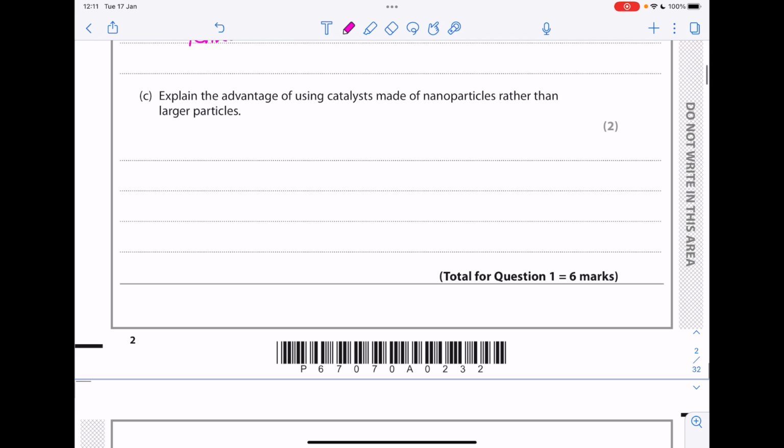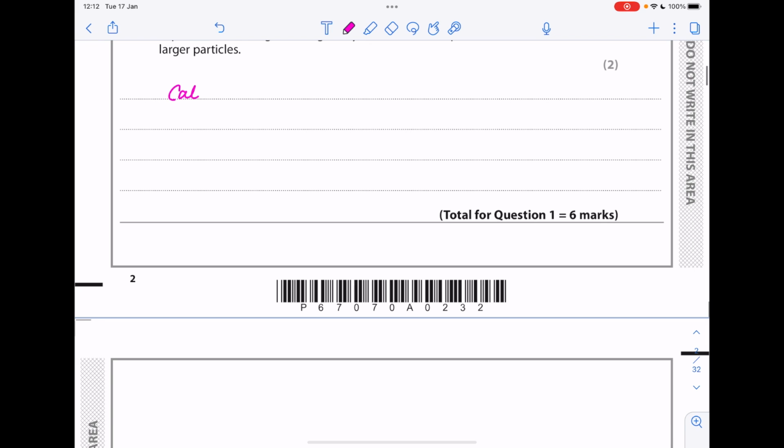Explain the advantage of using catalysts made of nanoparticles rather than larger particles. So the main advantage here is that you get a much larger surface area when you use nanoparticles. And why is that good? Because there's an increased frequency of successful collisions, so an increased reaction rate.